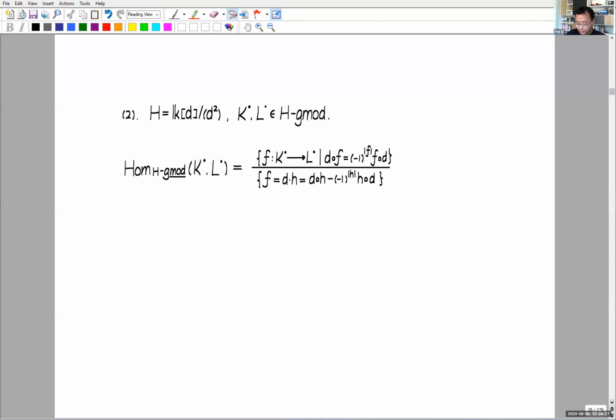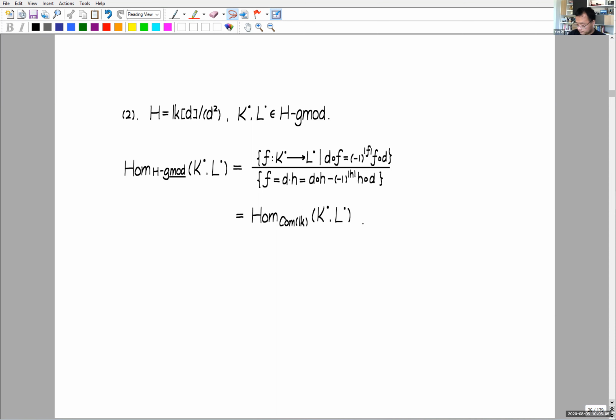And in the denominator, these are all those chain maps that can be obtained by applying d to a K-linear map h. So these are all those maps that have the form of a supercommutator of d with this K-linear map h, also called null-homotopic. So in particular, this Hom space agrees with the usual Hom space in the homotopy category of chain complexes over K. This stable category just recovers the usual category of chain complexes up to homotopy.